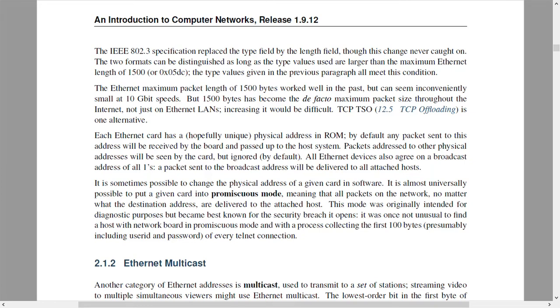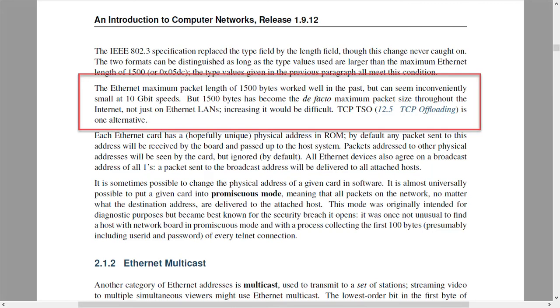Here they talk about maximum packet length. This does not have much to do with what you guys are doing. It has a lot to do with computer scientists who figure out new algorithms for moving information from one place to another within that limitation of the packet length.